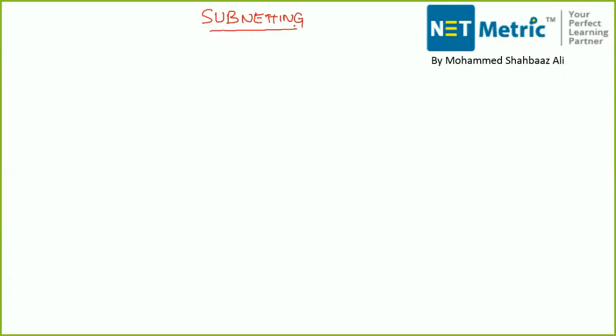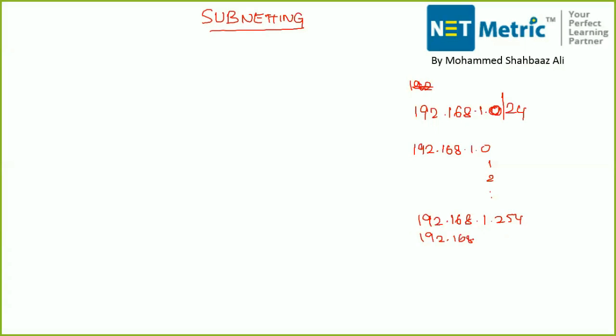So the reason for subnetting is, for example, suppose I have given someone this network 192.168.1.0 with the subnet mask /24, because this is from class C. So his IPs will start from 192.168.1.0, 1.1, 1.2. Then these IPs will end at 192.168.1.254 and 192.168.1.255. By this subnet mask only we can identify how many IPs you will get.